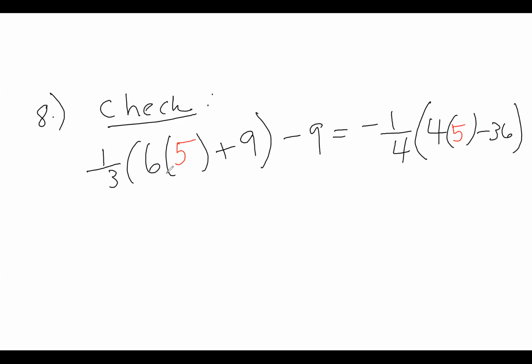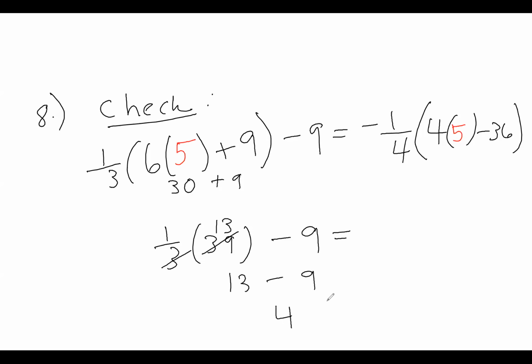6 times 5 is 30. 30 plus 9 is 39. So in my parentheses on the left side, I have 1/3 times 39. So 1/3 times 39 minus 9 is what I have on the left side. If I keep going, 1/3 times 39, I can essentially divide the 39 by 3 and get 13. So that's 13 minus 9, which is 4. Okay, so I've gotten 4 on the left side. Let's work on the right side and see if we end up getting the same answer.